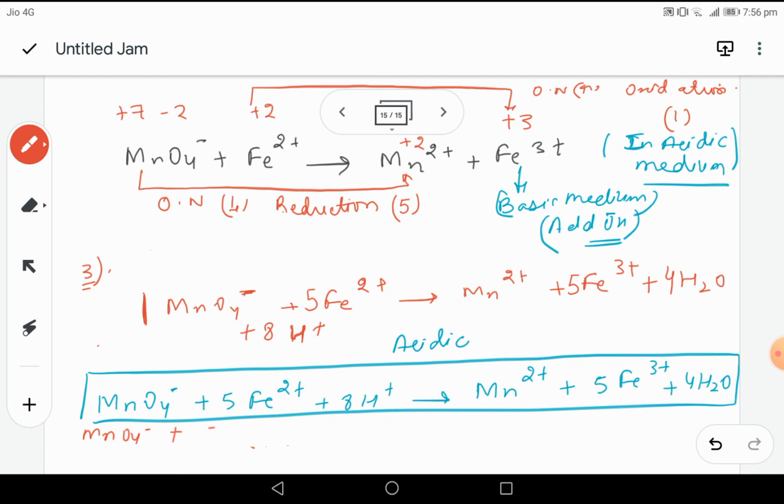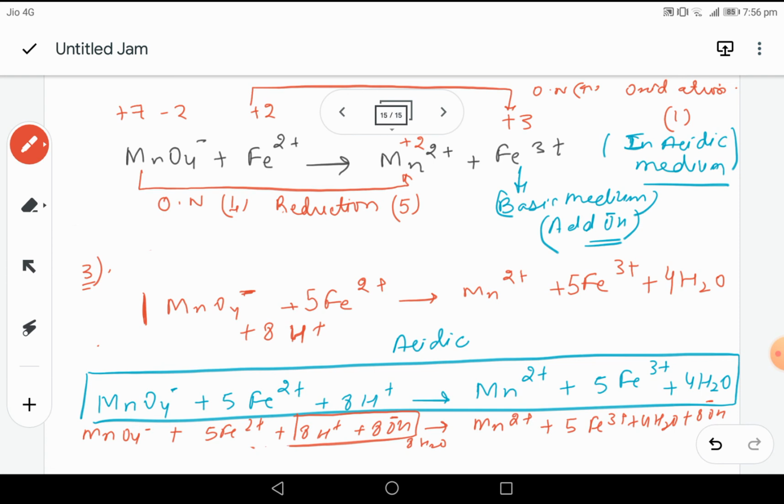MnO4 negative plus 5Fe2 positive plus 8H positive plus 8 OH negative. It will give Mn2 positive plus 5Fe3 positive plus 4H2O and 8 OH negative. Okay, don't forget to add OH negative equal number on both the sides. Now what is the twist? That this 8H positive and 8 OH negative, it becomes 8H2O. Okay, H positive and OH negative makes water only.